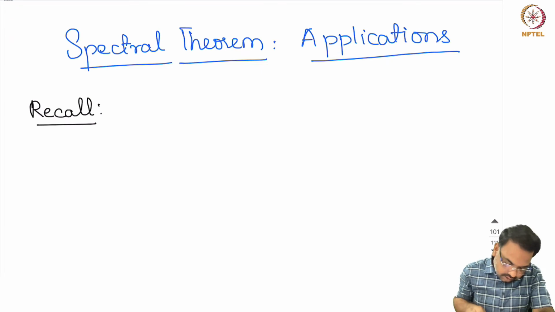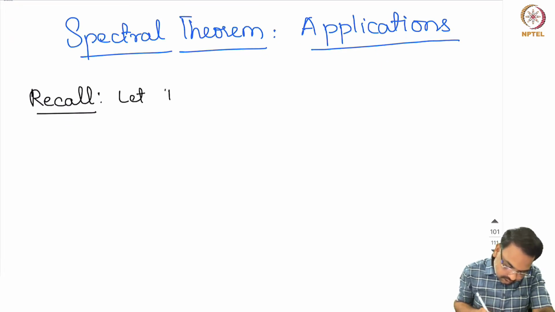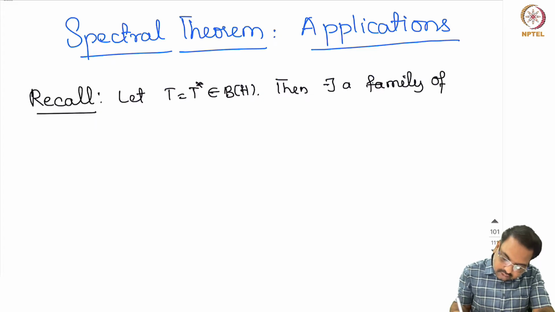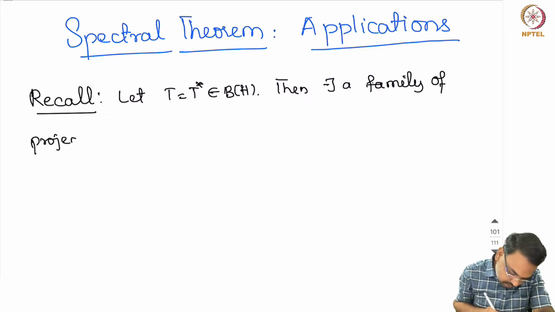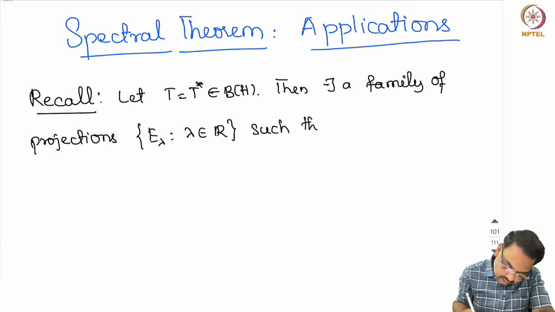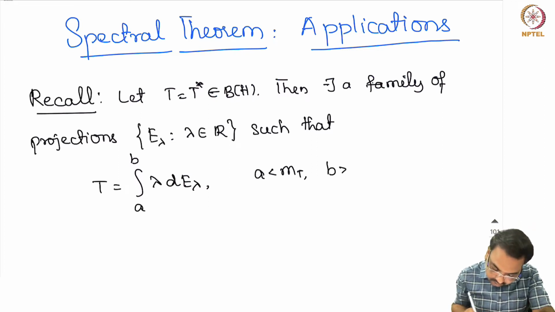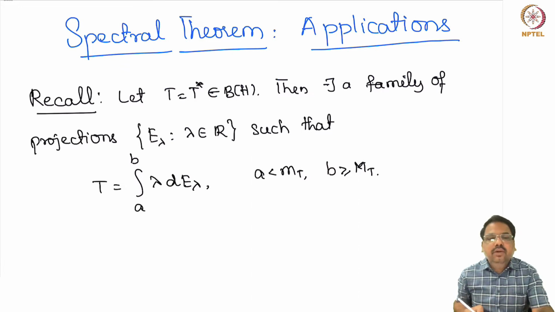Let T be a self-adjoint operator. Then we have shown that there exists a family of projections E lambda, where lambda in R, such that T can be written as the integral from a to b of lambda dE lambda, where a is less than the lower numerical bound and b is bigger than or equal to the upper numerical bound.